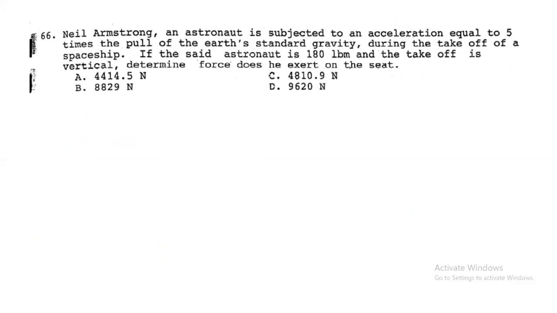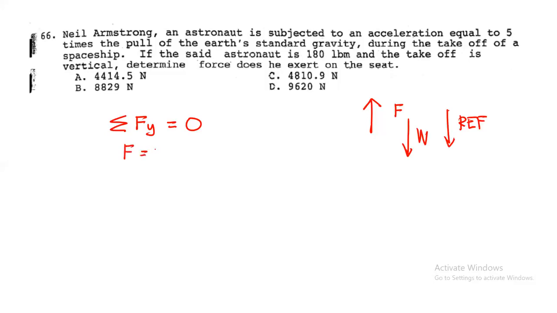So, paano to? So, ganun lang din yan, no? Summation ng force vertical is equals to 0. So, yung motion niya kasi is pataas, no? So, yan yung force niya. Then, meron siyang weight, syempre. May weight yan. Then, yung reverse effective force, laging ina-apply yan opposite dun sa direction ng motion niya. So, pababa rin yung reverse effective force. So, summation ng force ng vertical. So, F is equals to weight plus reverse effective force.